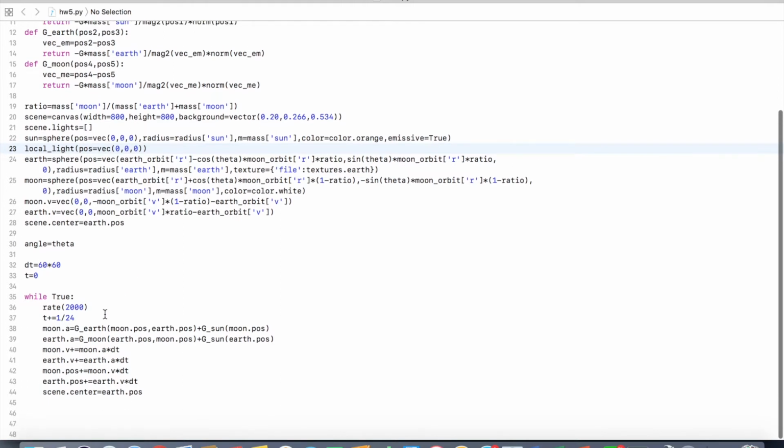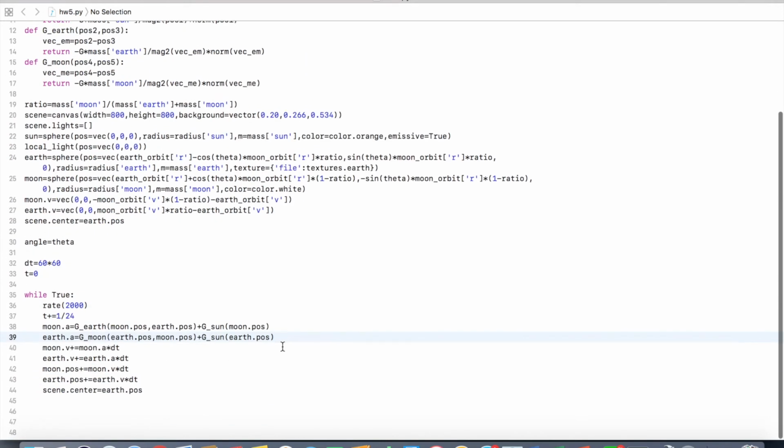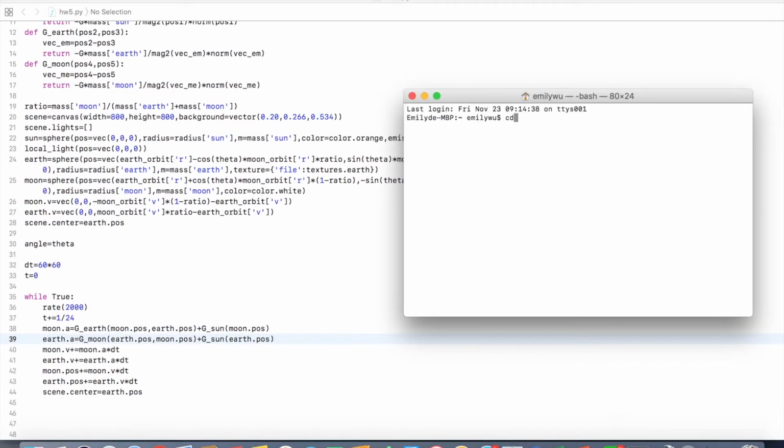Okay, so right here, one thing we have to notice is that now both the moon and the Earth are also affected by the Sun instead of only affected by each other. So you have to make sure that you add the gravitational acceleration caused by the Sun to those two. And I think that's about it. So let's take a look at the simulation again.